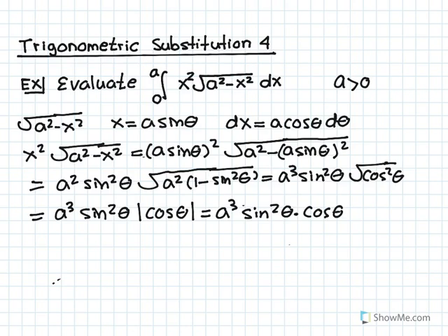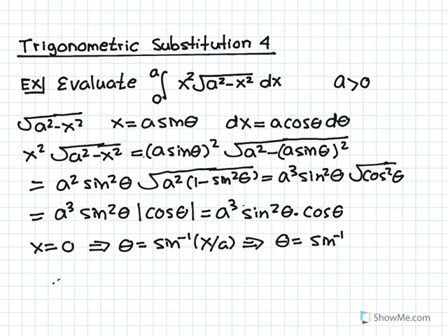Now we also have to change the limits. So we have x equals 0. This is going to get plugged into theta is equal to sine inverse of x over a. And that gives us theta is equal to sine inverse of 0 over a, which is just 0. What is sine inverse of 0? That's saying what is the angle whose sine is 0? Clearly that is just 0.